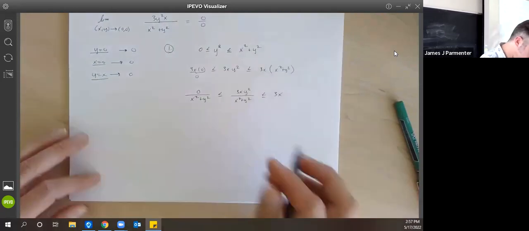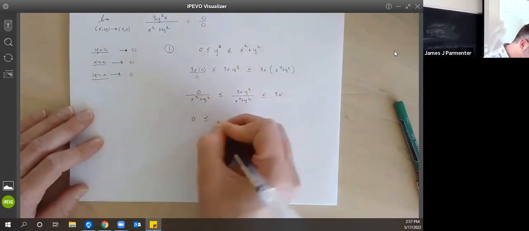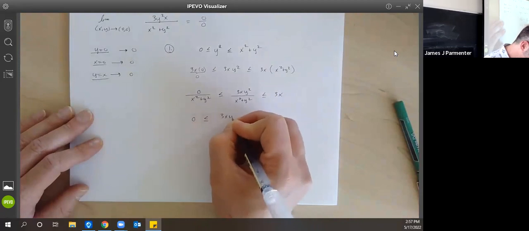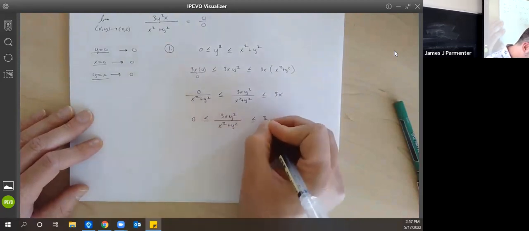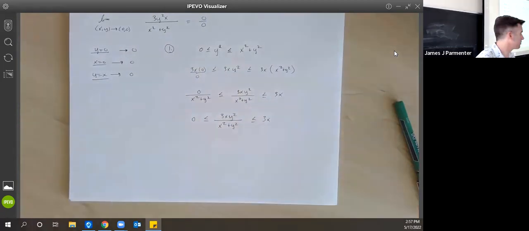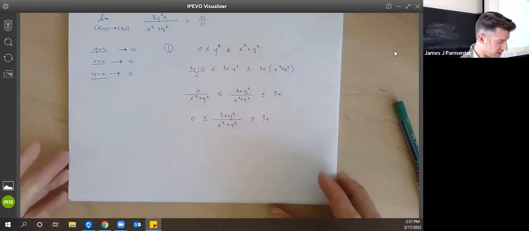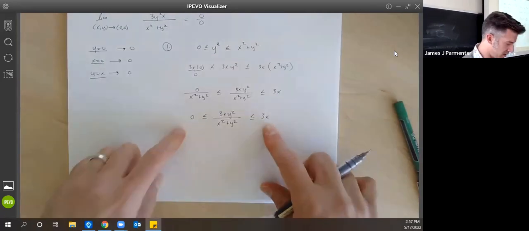So check out what we've got. We have that the thing we want to take the limit of is between 0 and 3x. Great. Let's take the limit of the outer parts.